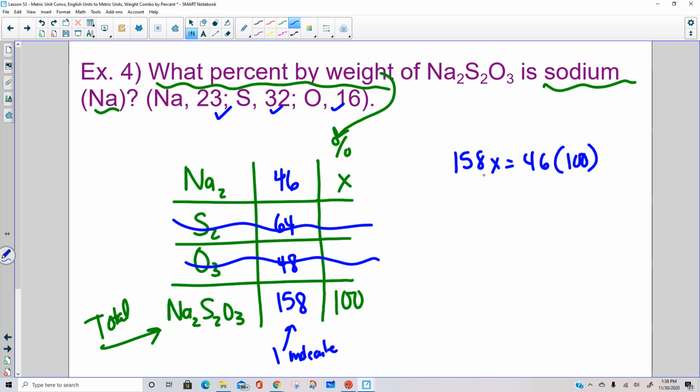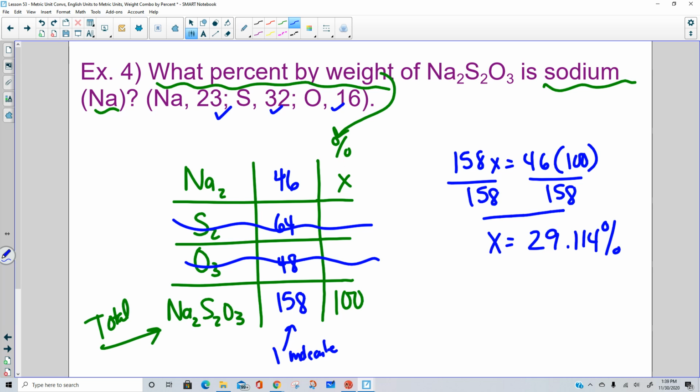And you're going to put all this in your calculator anyway, I assume. Right? So putting that in the calculator, 29.114. And since we assume that our setup is already in percent, this number is a percent, right? X, where we put the X, that's a percent. So when we do it that way, we don't have to convert a decimal to percent.